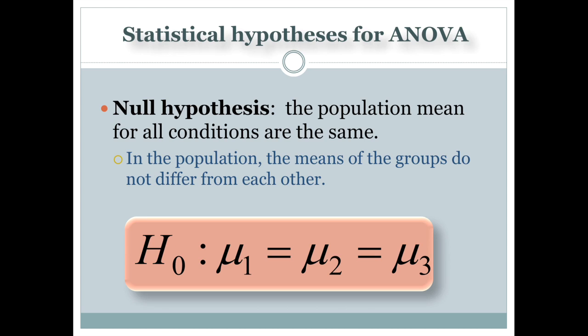The null hypothesis. It sounds something like mu1 equals mu2 equals mu3 equals mu4, right? Or you can just simply say the population means for all the conditions are the same. Or in other words, in the population, the means of the groups don't differ from each other.